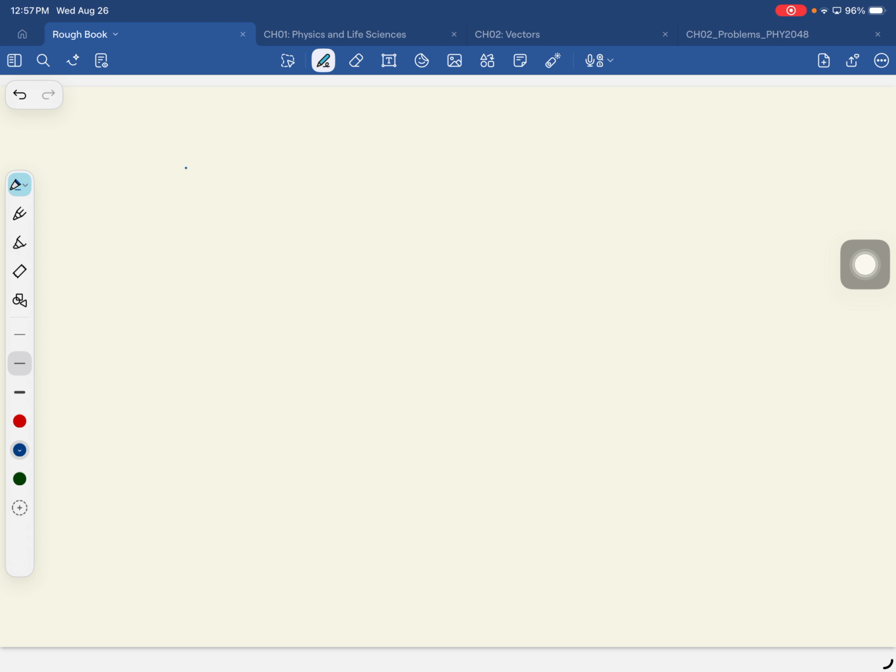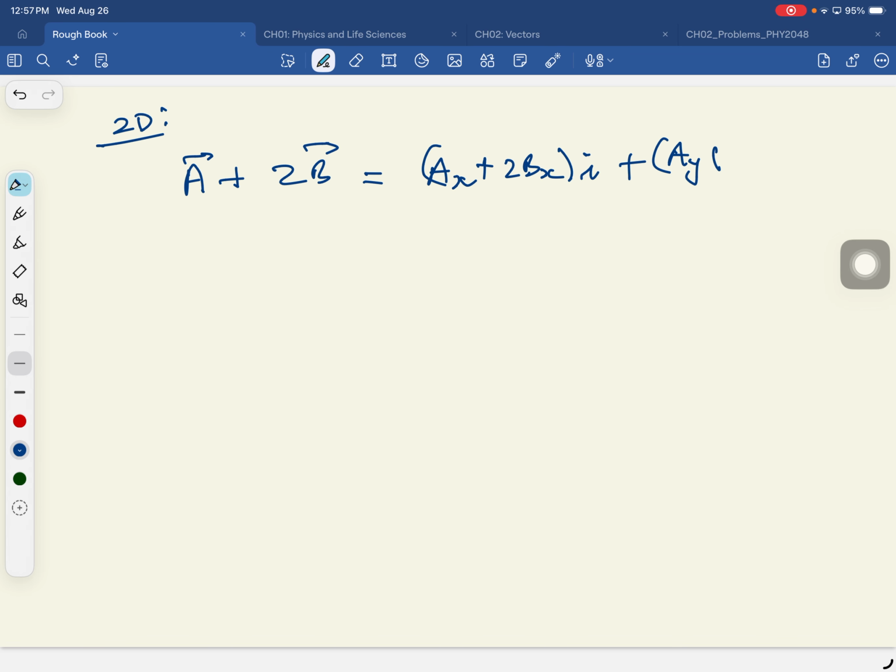And in fact, this generalizes. So A plus 2B is equal to, now let's do it in 2 dimensions. You guys understanding this? Okay. So Ax plus 2Bx i plus Ay plus 2By j. All right. And so on.